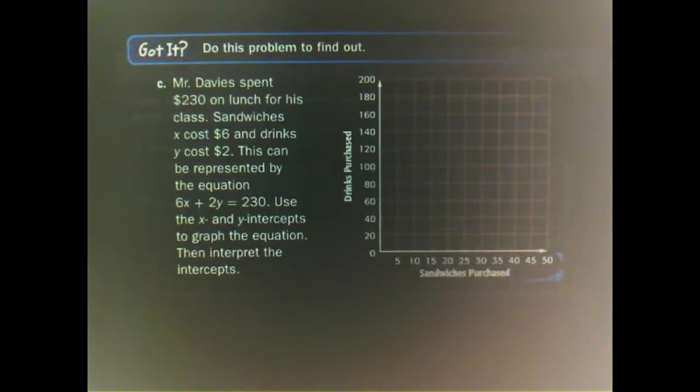Okay, you should be back from trying this one on your own. It says Mr. Davies spent $230 on lunch for his class. Sandwiches, which are x, cost $6, and drinks, which are y, cost $2. This can be represented by the equation 6x + 2y = 230. Use the x and y intercepts to graph the equation, then interpret the intercepts.